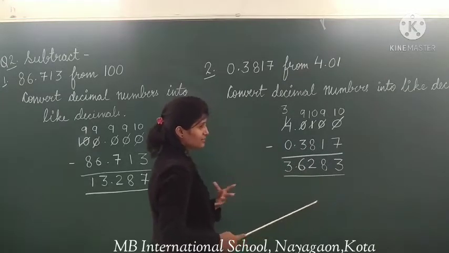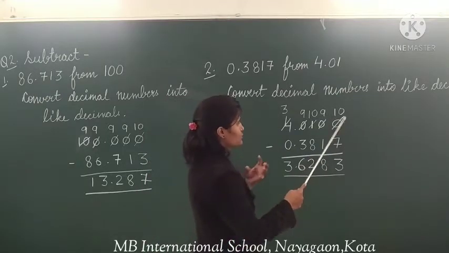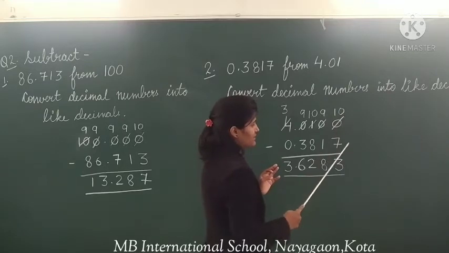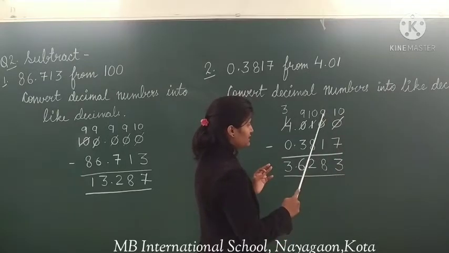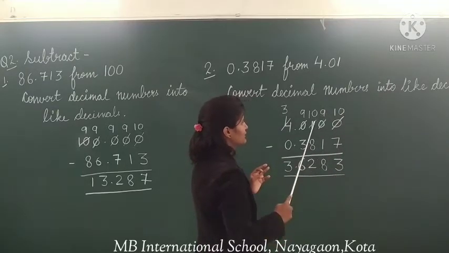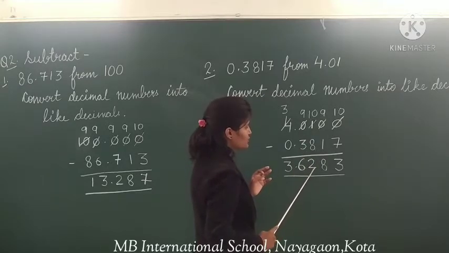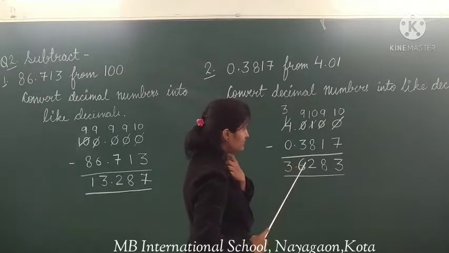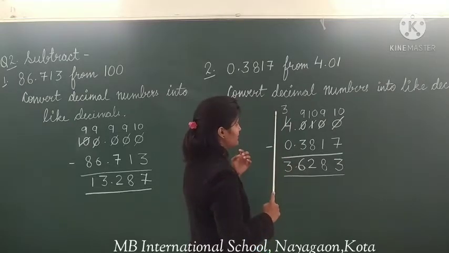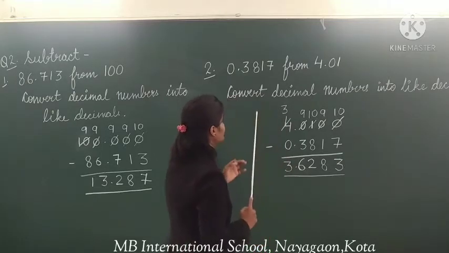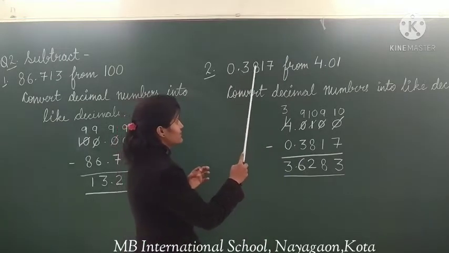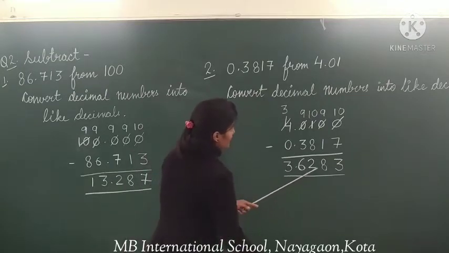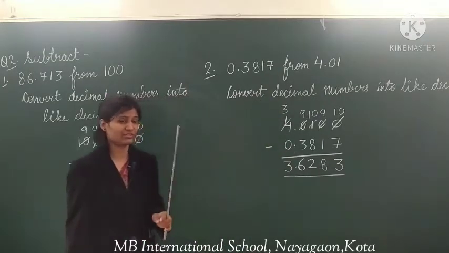0.3817. Start subtracting. You cannot subtract 7 from 0. So we borrow 1 from another number. So we got 10. 10 minus 7 is 3. Here it goes 9. 9 minus 1 it's 8. Here it goes 10. 10 minus 8 is 2. Now 9 minus 3 is 6. Put the decimal. 4 no it's 3. 3 minus 0 is 3. So when we subtract 0.3817 from 4.01, we got 3.6283.